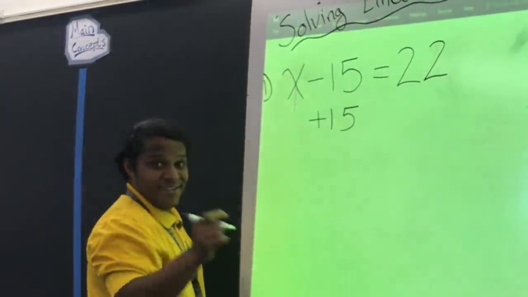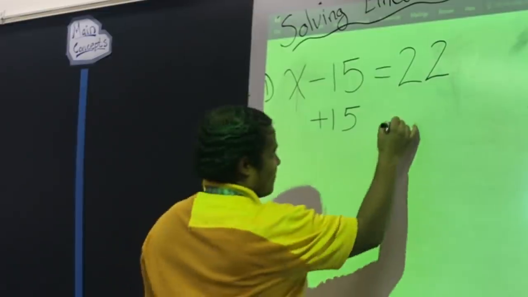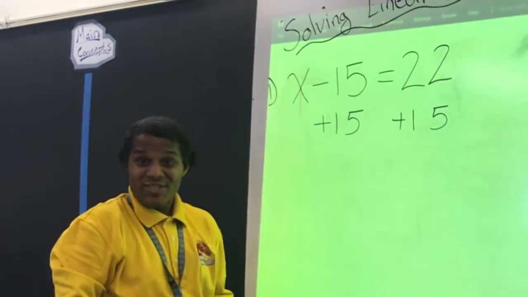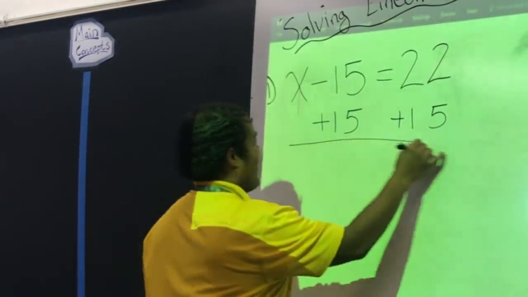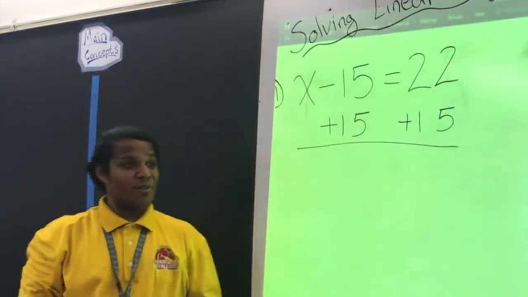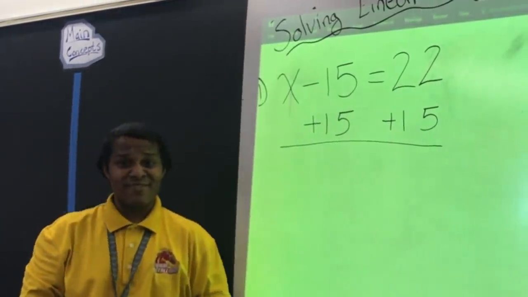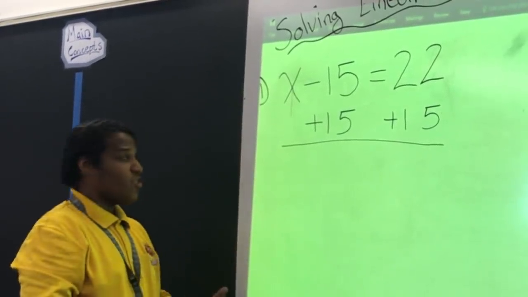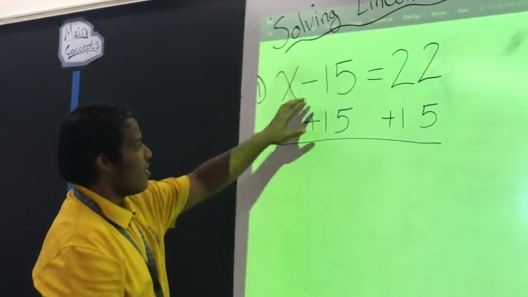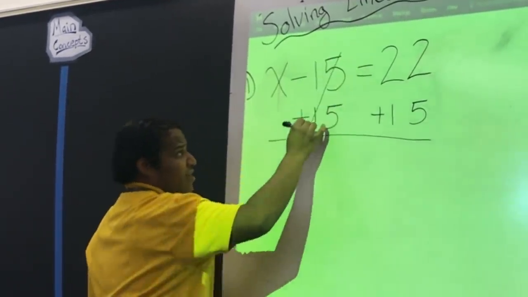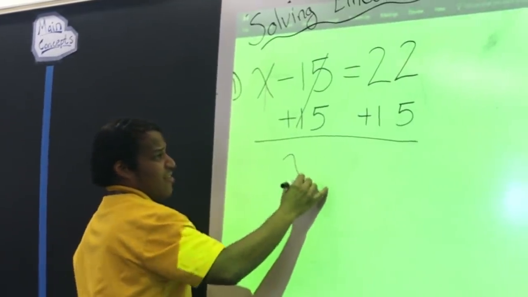What I do to one side, I do to the other. Now it's time to actually simplify. I have a negative 15 plus 15. Thinking of my number lines, negative 15 plus 15 gives me 0. Big fat 0. I don't need to write a 0. Anything plus 0 is the same number. So, we say that these cancel out, leaving us with x.